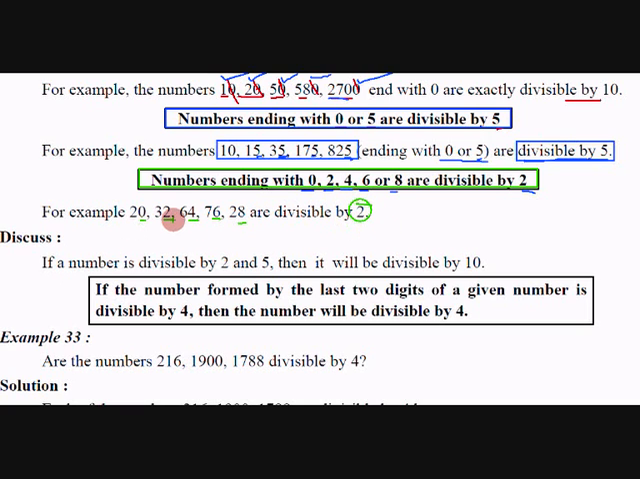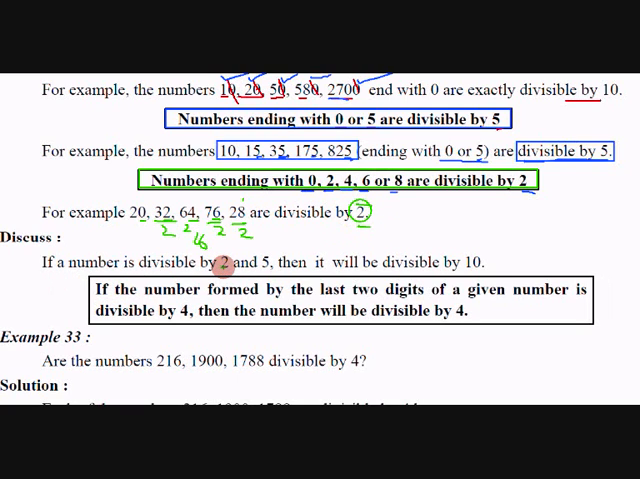Okay, very easy. Like 32 divided by 2 is what? 16, right? 64 divided by 2, 32. 76 divided by 2, 38, like that. So this 28 divided by 2 is 14. So all these numbers whichever end with the following, okay, 0, 2, 4, 6 or 8, we can surely say it is divisible by 2.